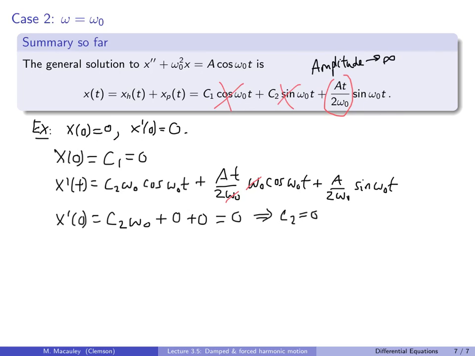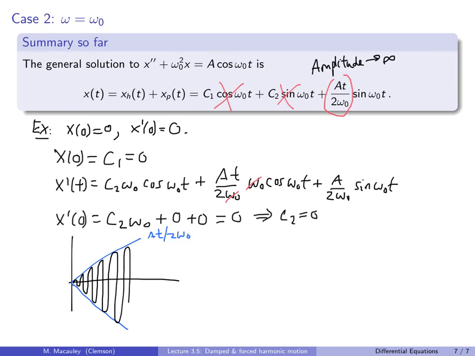And if we were to plot this, this is a sine wave, so this is something we can actually plot just by inspection. This is a sine wave with frequency omega naught, but its amplitude is growing. Remember that envelope we drew last time? That's going to be this linear line, t over 2 omega naught. It's that line through the origin. And so a sine wave with growing amplitude is going to look something like this.